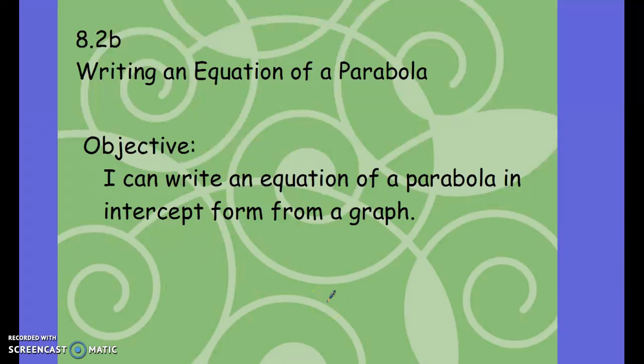8.2b is about writing an equation of a parabola. So instead of having an equation and using it to graph our parabola, we're going to be given a parabola and we're going to use that to write a quadratic equation.